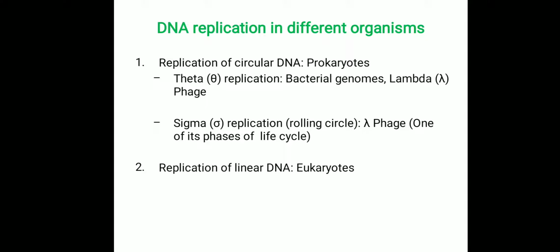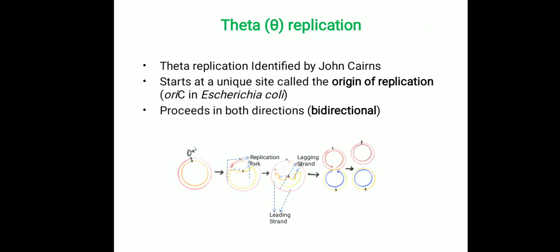Most of the circular chromosome containing bacterial genomes undergo this process, and part of the life cycle of lambda phage undergoes theta replication. The second type is sigma replication, also popularly known as the rolling circle method of replication. The lambda phage, a kind of bacteriophage, undergoes this kind of replication in part of its life cycle. And the second part is replication of linear DNA, such as occurs in eukaryotes, which have chromosomes that are linear in structure. First, theta replication.